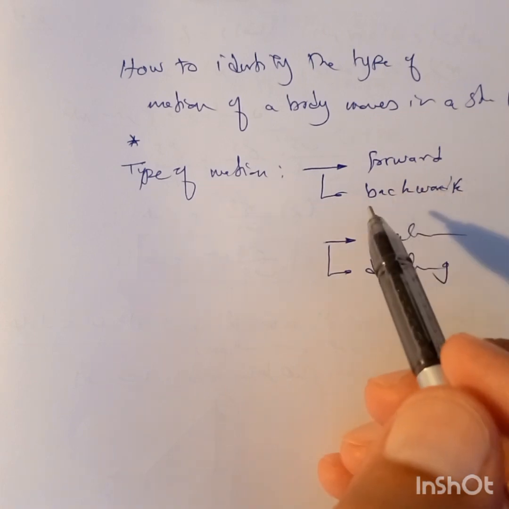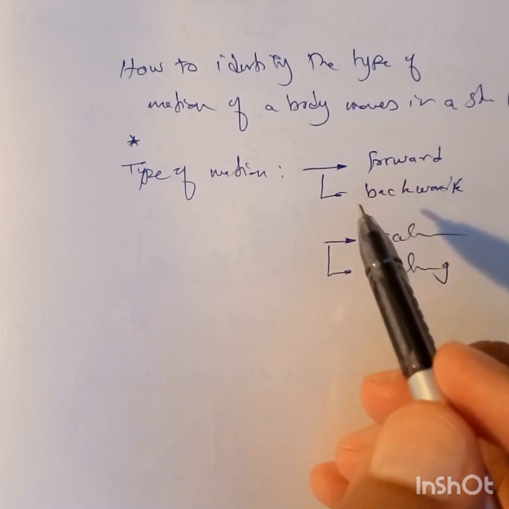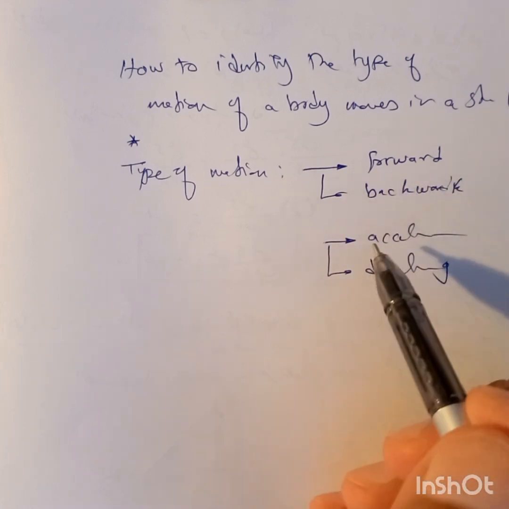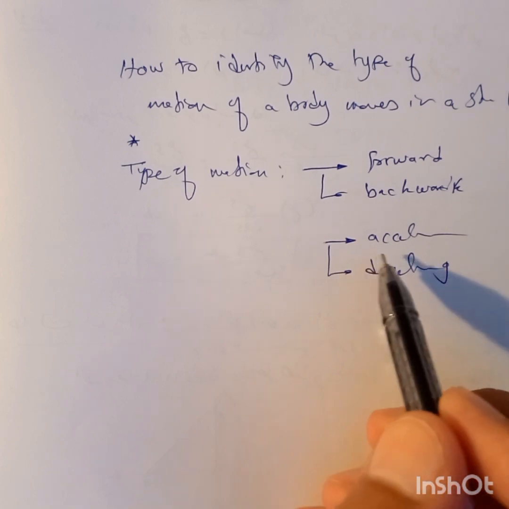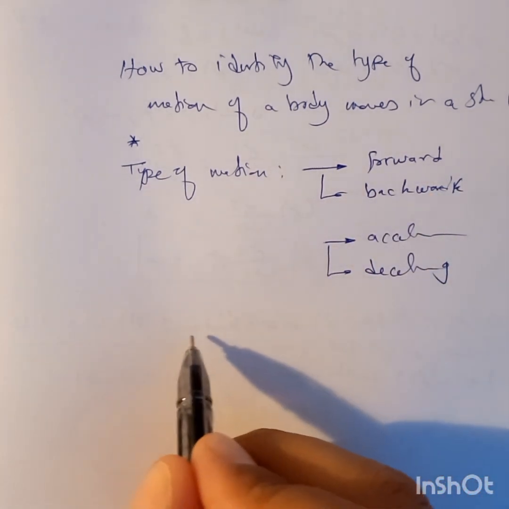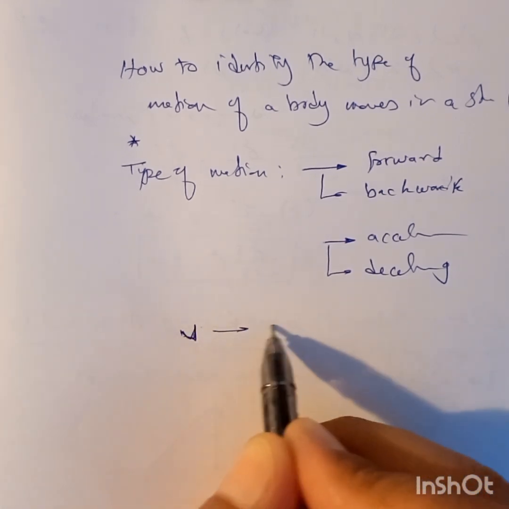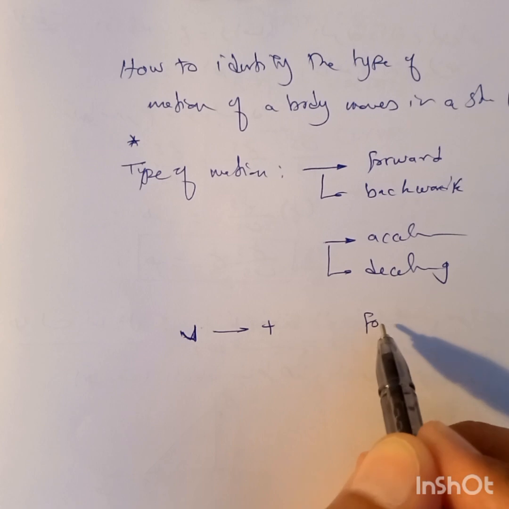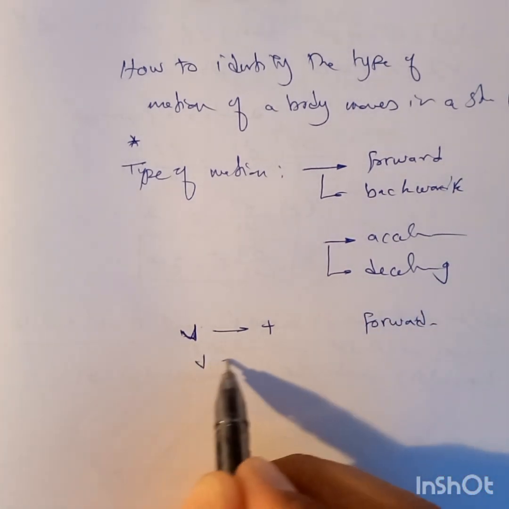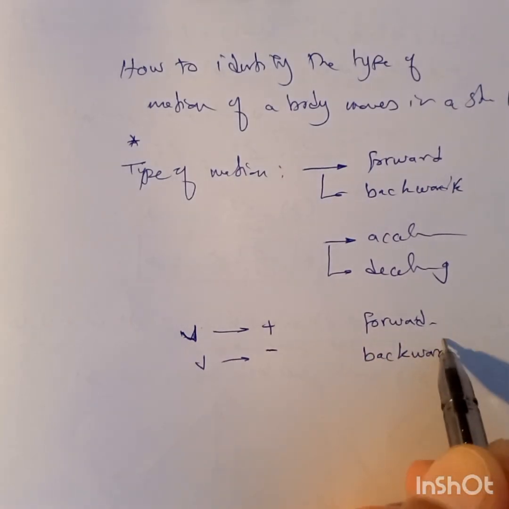Now we're going to explain how to identify the type of motion of a body moving in a straight line. Type of motion means you have to identify if the motion is in forward direction or in backward direction, or the motion is accelerating or decelerating. We have to check first velocity v. If velocity of the motion of this body is positive, then the body moves in forward direction. If the velocity is negative, then the motion is in backward direction.